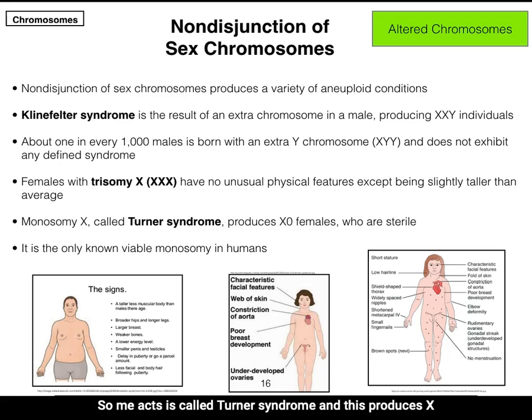Monosomy X is called Turner syndrome, and this produces XO females who are sterile. It is the only viable monosomy in humans.